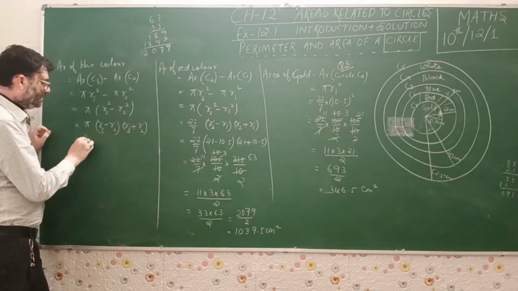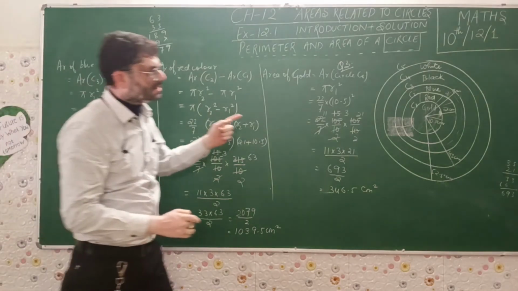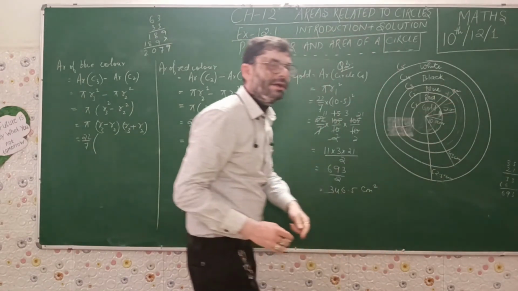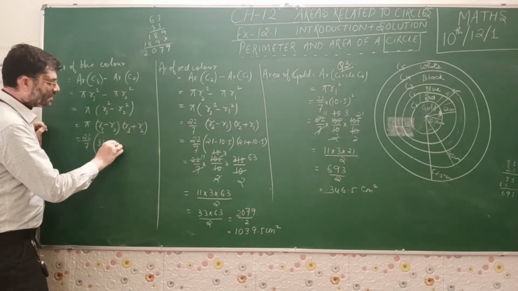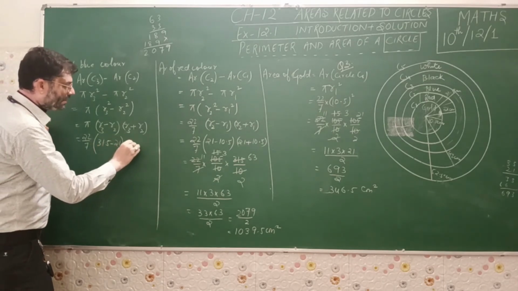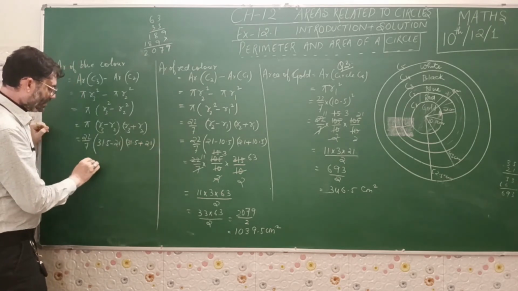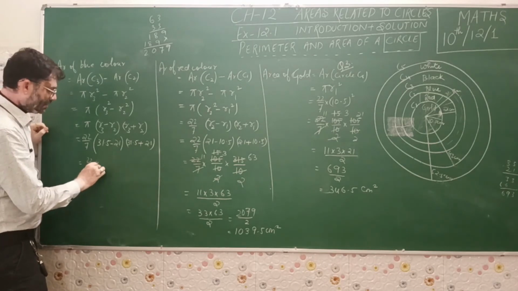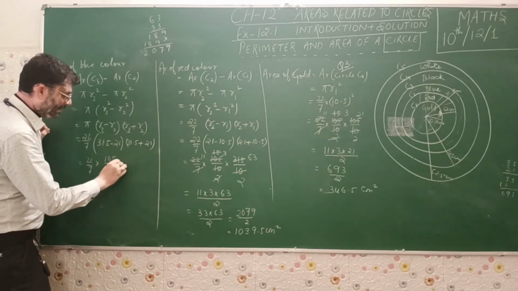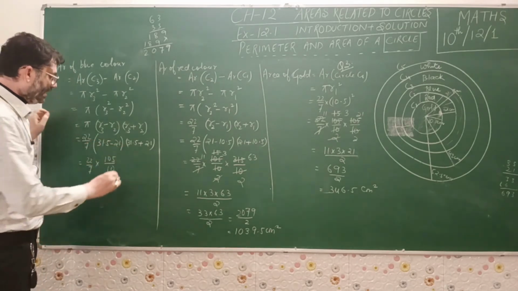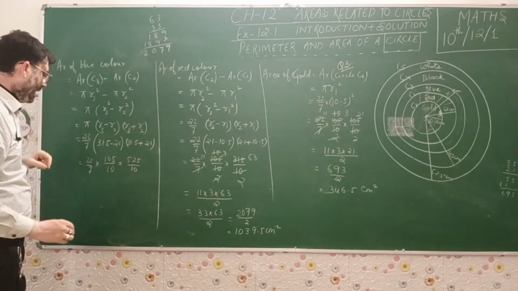Now substitute the values. Pi is taken as 22 by 7. R3, the third radius, is 31.5 centimeter. So 31.5 minus R2 is 21, and again 31.5 plus R2 is 21. So this is 22 by 7 into 10.5. So you can write 105 by 10 into this is 52.5. So you can write 525 by 10. Again you have to solve it.